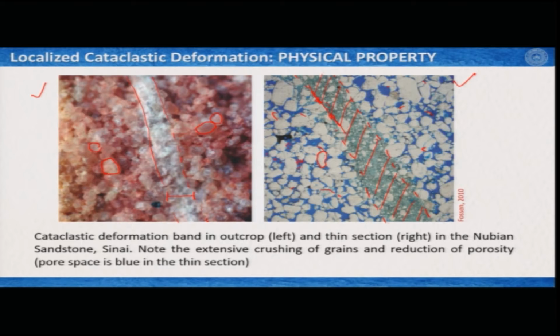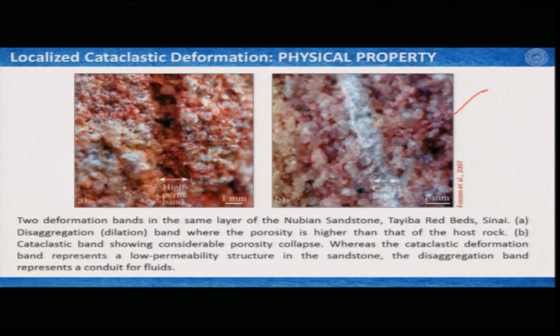But we still have to answer the question of why we should be concerned about this kind of deformation. So far, in whatever examples we looked at, along these localized cataclastic deformation bands the porosity got reduced. Can we have an example otherwise, where the porosity can also increase along these deformation bands? The answer is yes. So, this image is exactly what we have seen in the previous slide, where porosity got extremely reduced along this narrow zone.